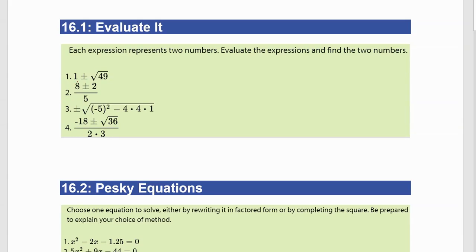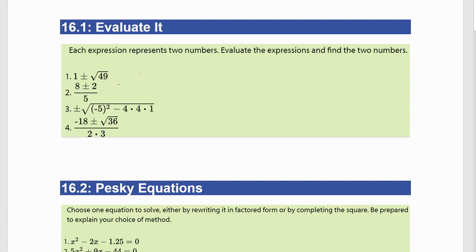All right, so Algebra 1, Unit 7, Lesson 16, the quadratic formula. So 16.1, it says each expression represents two numbers. Evaluate the expressions and find the two numbers. So go ahead, pause the video, and see if you can evaluate these. All right, what does number 1 mean? Okay, so go ahead and go through 1 through 4 and see if you can evaluate them.